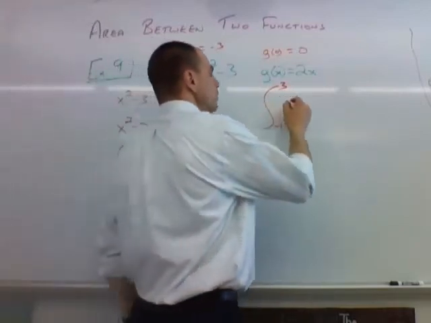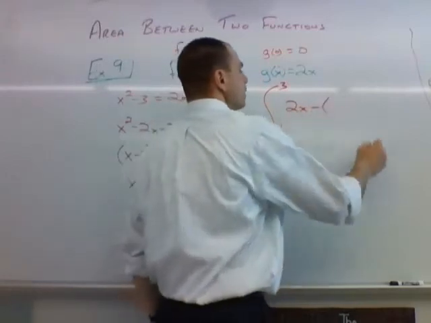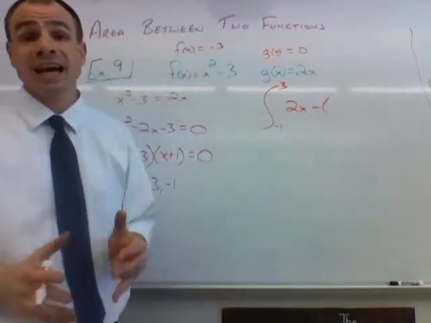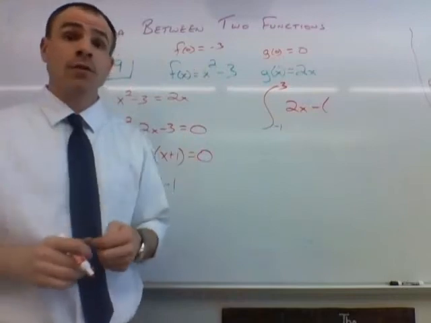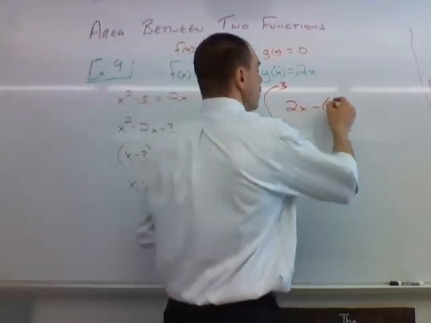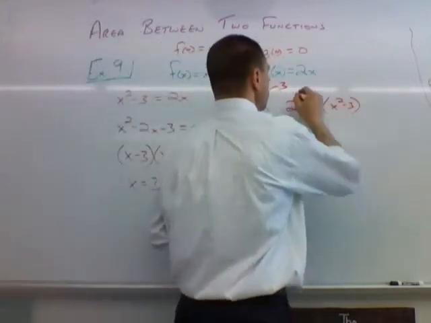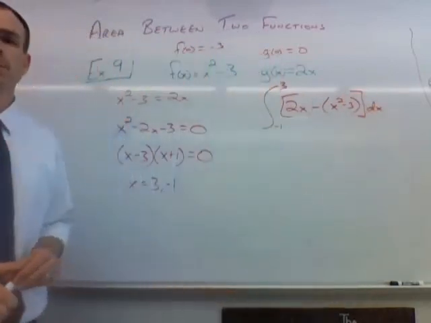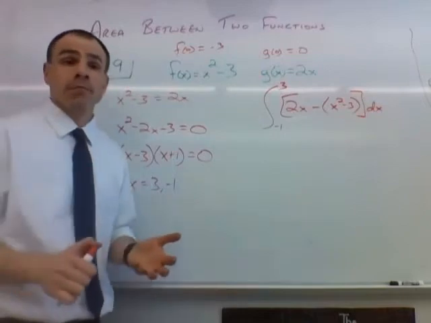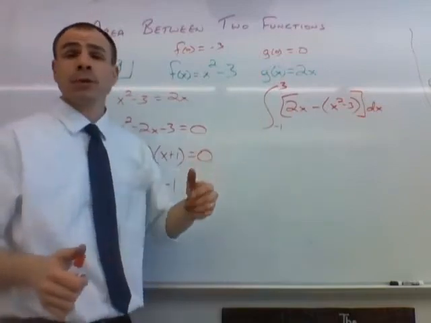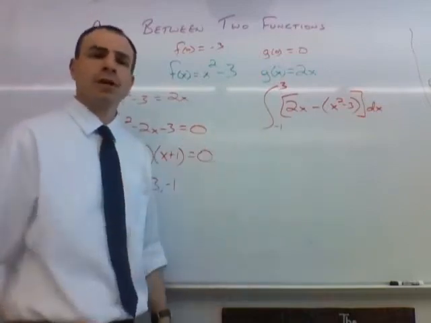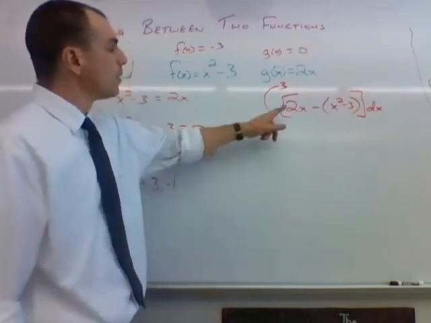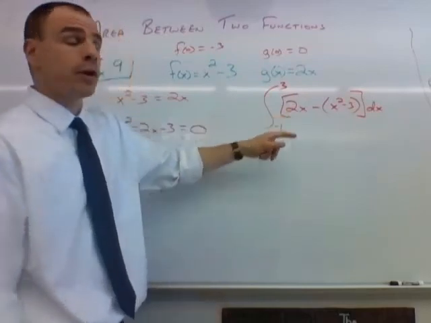So we're going to have 2x. And then we're going to subtract. We've got to be careful here. We have to subtract the entire f function. So I have my f function in parentheses here. The quantity x squared minus 3. And the whole thing gets a dx. Right. Now that we have that, it's time to maybe simplify a little bit and then perform our fundamental theorem of calculus. All right. 2x antiderives to x squared.